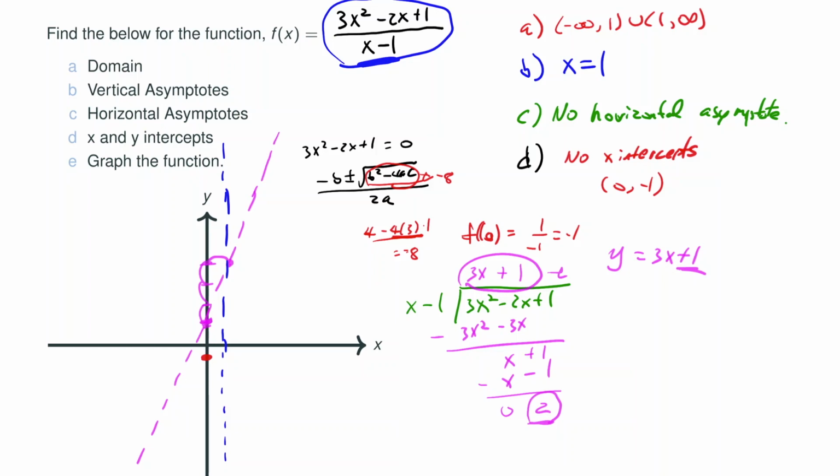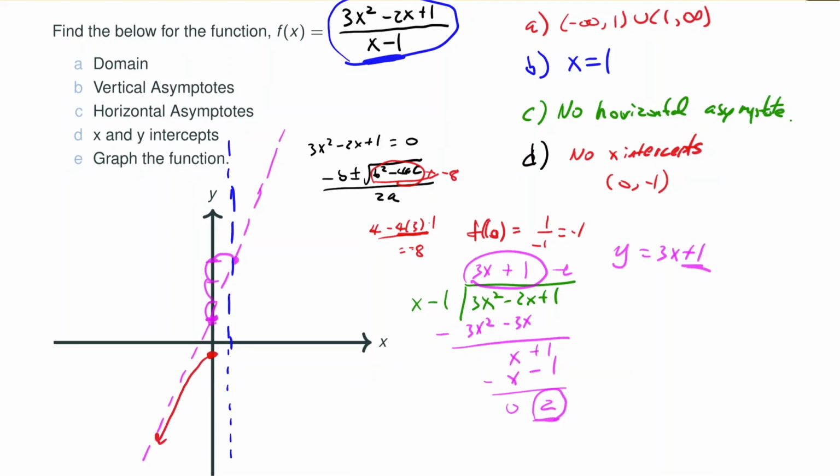So we know, at least here, we again have one section on the left side of the vertical asymptote and another section on the right side of the vertical asymptote. On the left side, we have this point, right? So we know that this left side of the vertical asymptote has this shape.